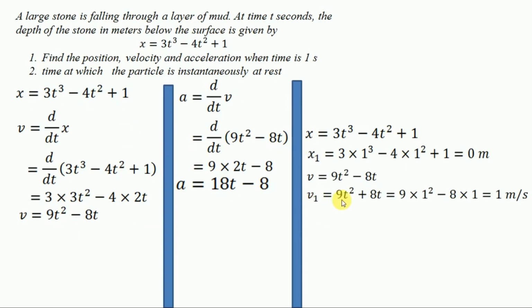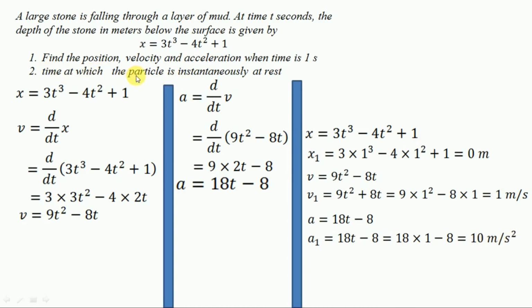And velocity, so if you put 1 for t out here, then you'll get 9 into 1 square minus 8 into 1, that means 1 meter per second is the velocity after 1 second. And acceleration, this is the expression for acceleration, 18t minus 8. So if you put t is equal to 1, that is 18 minus 8, so 10 meter per second square. So displacement is 0 meter, velocity is 1 meter per second, and acceleration is 10 meter per second square.